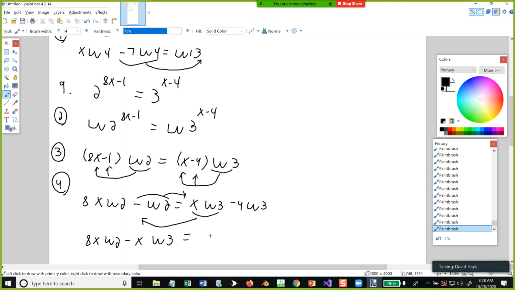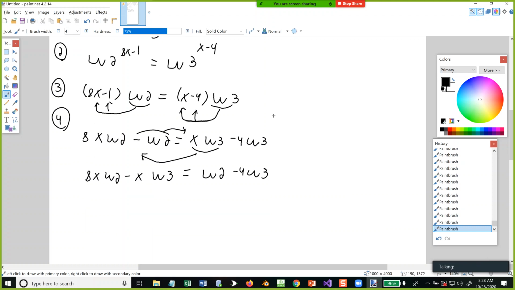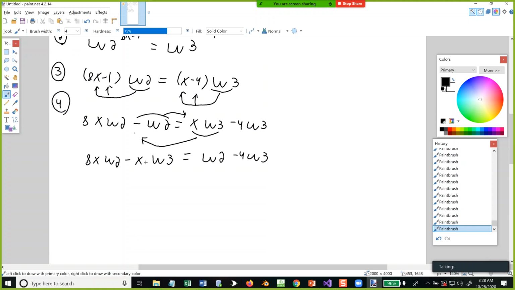Next step we're going to do is to factor the x out. Since we have x in 2 terms over here, we'll factor it out. And that gives x times 8 natural log of 2 minus natural log of 3 equals natural log of 2 minus 4 natural log of 3.